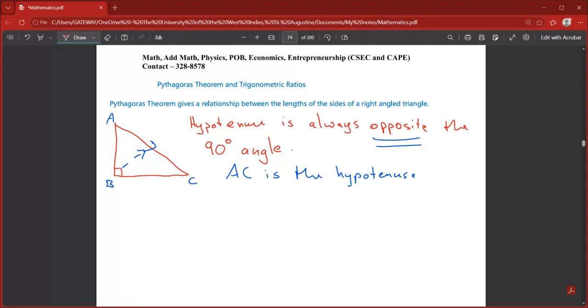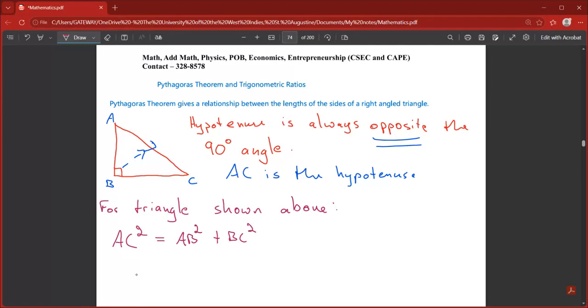So we have this formula. You just have to know the formula. You don't have to derive it or whatever the case is. For the triangle shown above, we have this formula. AC squared, which is the hypotenuse squared, is equal to the sum of the two other sides squared. So that will be equal to AB squared plus BC squared.